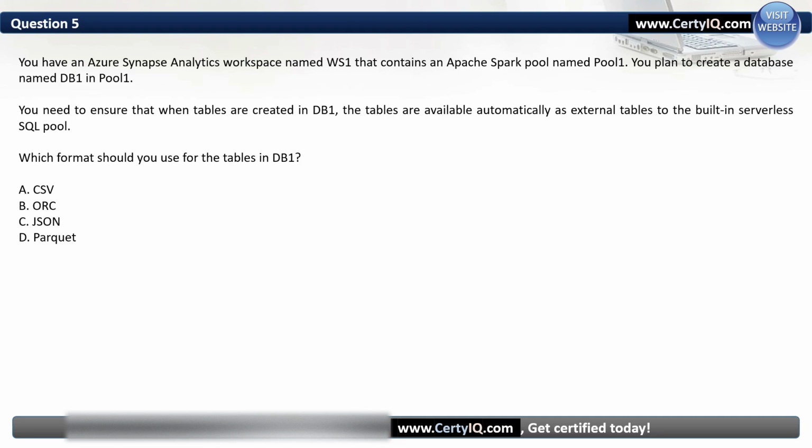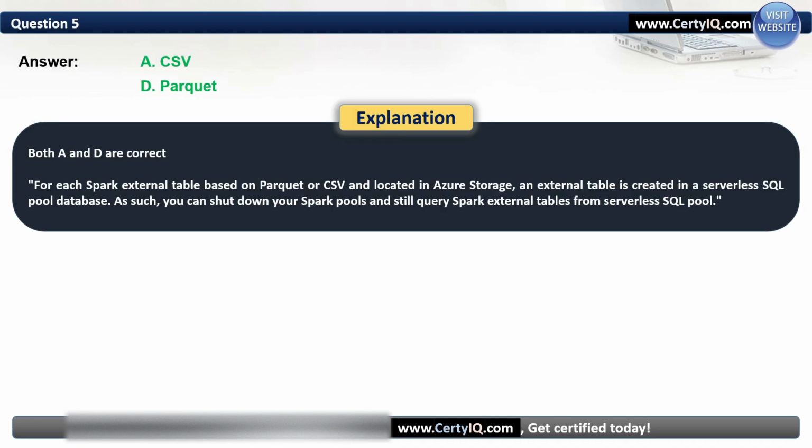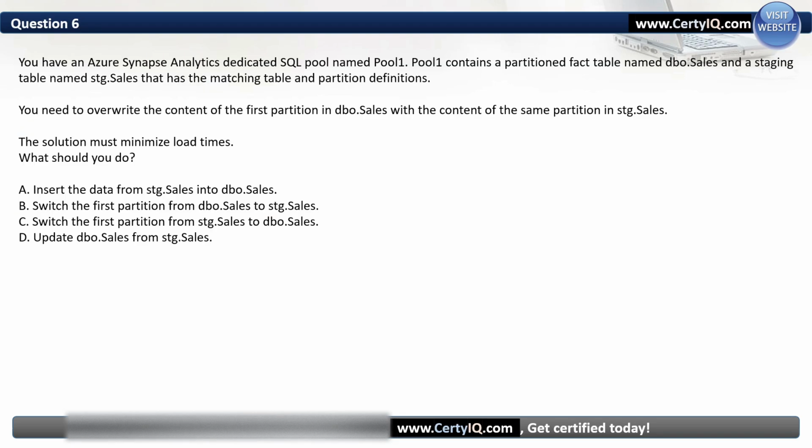The correct options are A and D, that is CSV and Parquet. Both A and D are correct. For each Spark external table based on Parquet or CSV and located in Azure Storage, an external table is created in a serverless SQL pool database. As such, you can shut down your Spark pools and still query Spark external tables from serverless SQL pool.